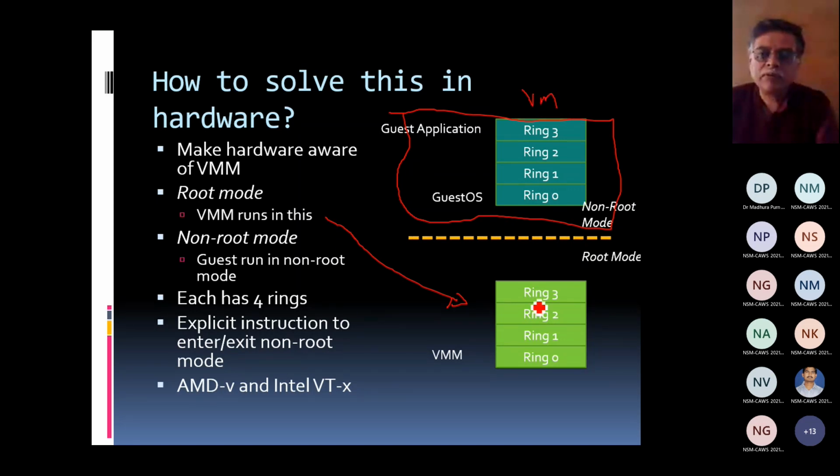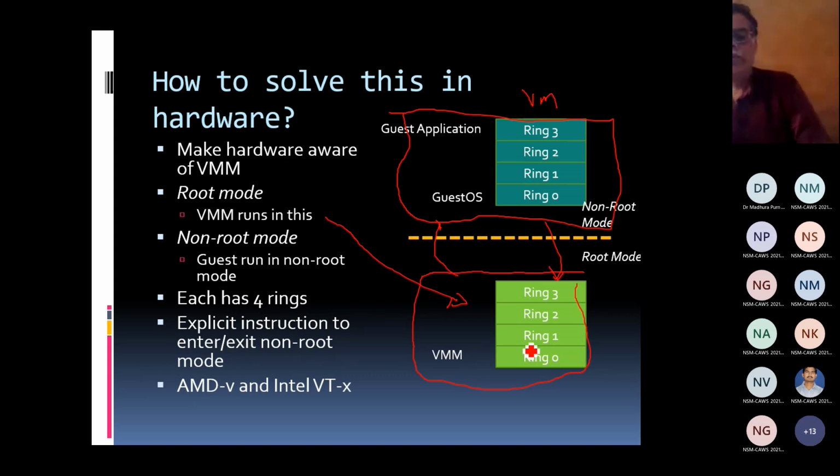This one is the root mode, where the VMM is the only one which runs in ring 0. In addition, we have explicit instructions which will allow you to go from here to here. You launch a VM and you can exit from the VM to the root mode. Okay, both AMD-V and Intel VT-x are examples of how this is implemented.